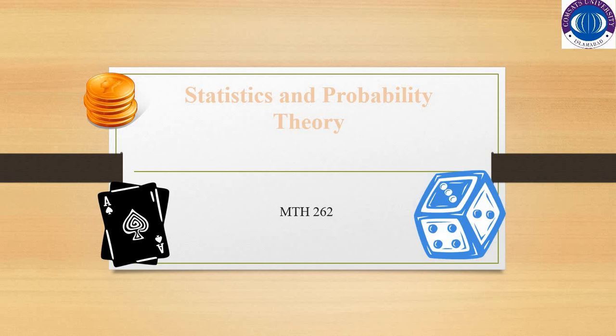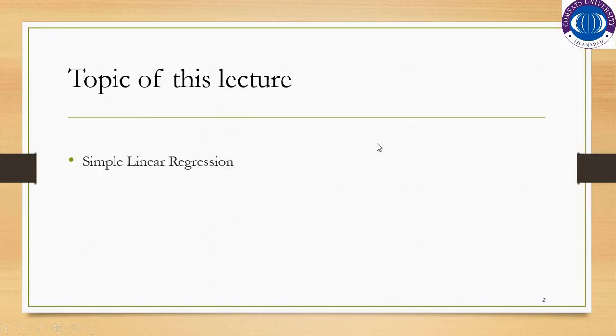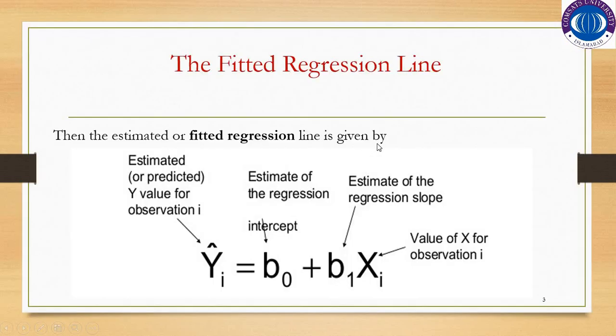Bismillahirrahmanirrahim. Welcome to the second part of the 21st lecture of statistics and probability theory. We will continue with the topics simple linear regression and correlation. So we are going to study now the fitted regression line.